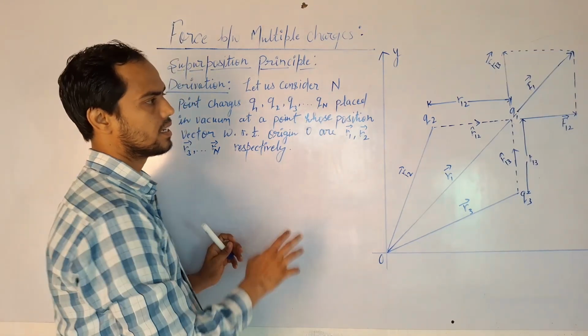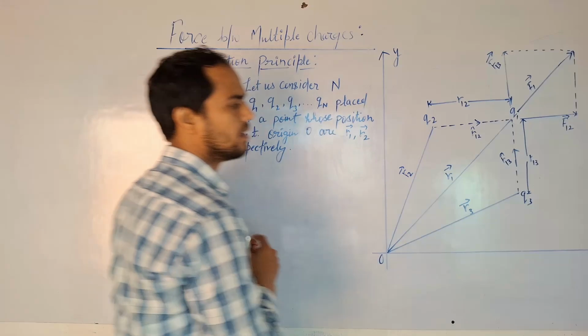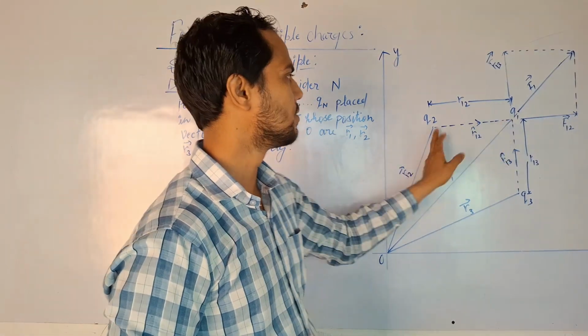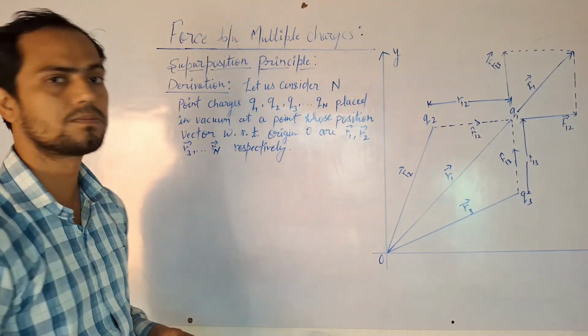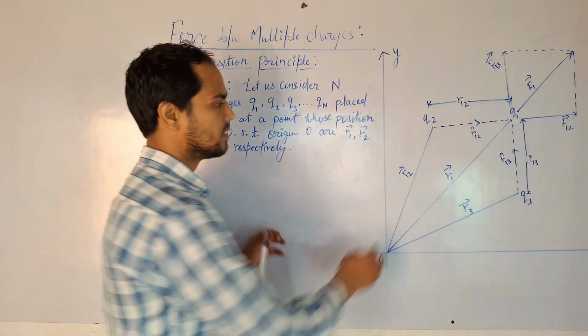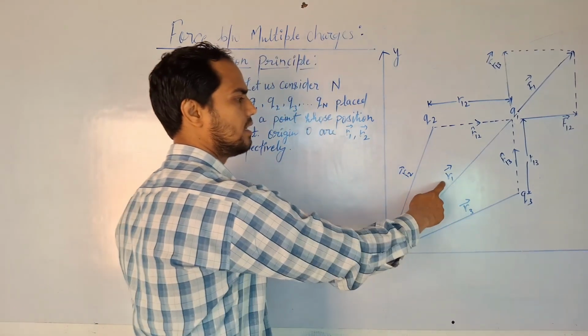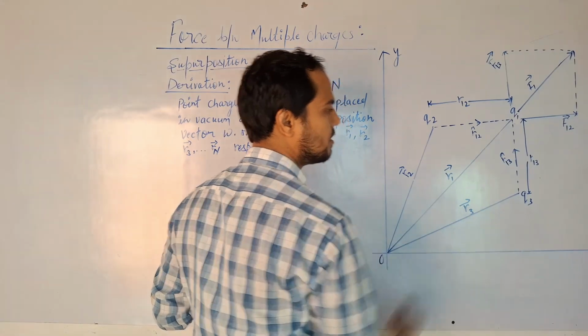So we already considered point charges Q1, Q2 and Q3. Here we have to find the force on Q1 due to Q2 and Q3, and we derive a general formula for the force between multiple charges. These are the position vectors for Q1, Q2 and Q3.